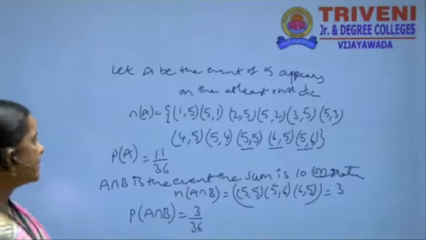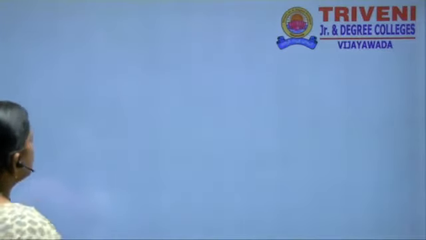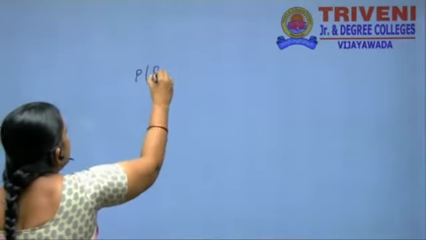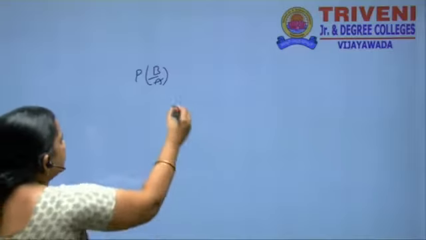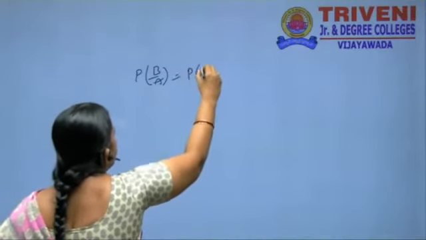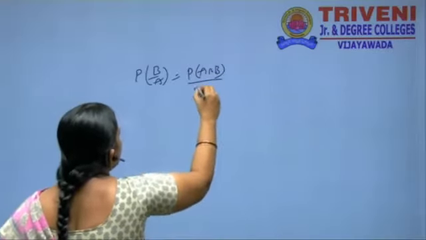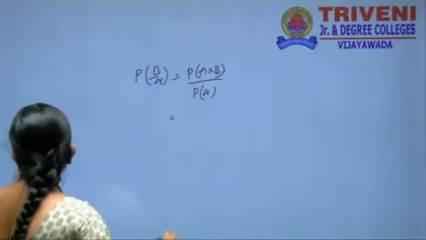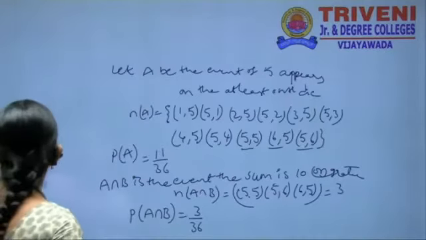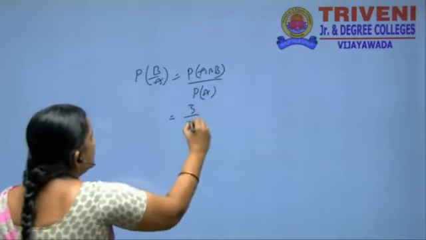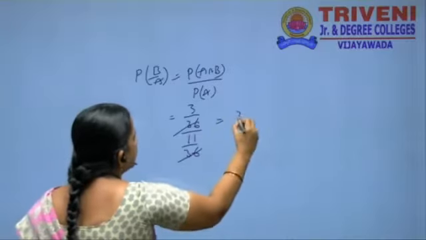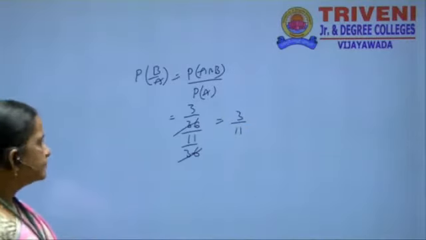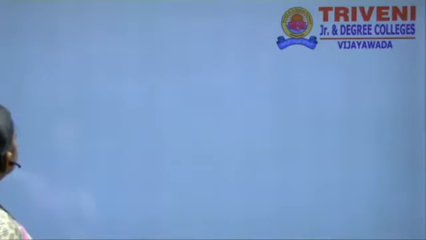Therefore, P of B by A is the event of getting the sum greater than 10 or equal to 10, given at least one, that is P of A intersection B by P of A. Here P of A intersection B is 3 by 36, and P of A is 11 by 36. 36 gets cancelled here. 3 by 11. Okay, and then we are going to the next problem.